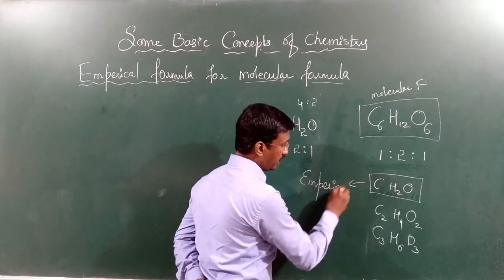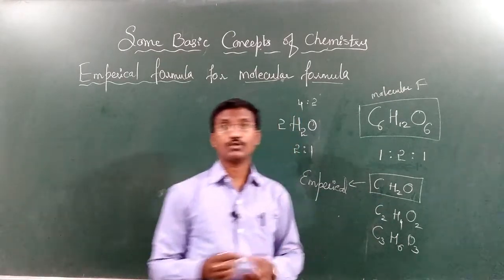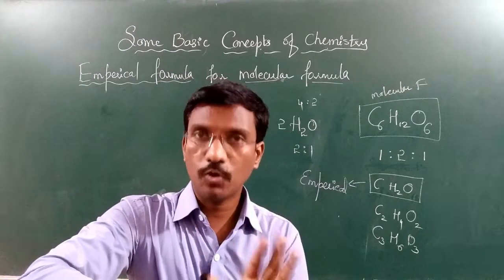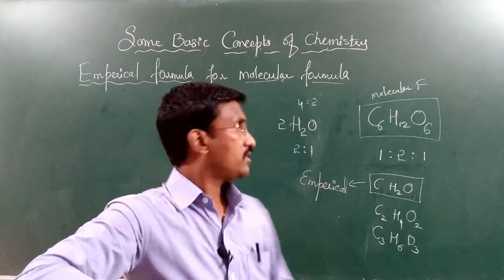So empirical formula is nothing but the formula which shows the same kind of ratio with the simplest, smallest whole numbers. Simple, smallest whole numbers.